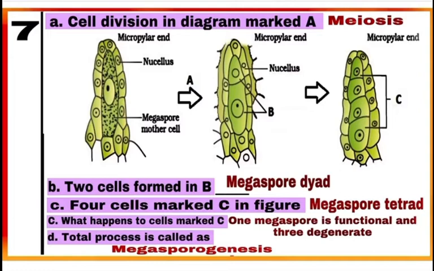Now what happens to cells marked C? Here, out of 4 megaspores, 3 degenerate and 1 is the functional megaspore which develops into female gametophyte. Now come to D question. Total process is called as megasporogenesis.